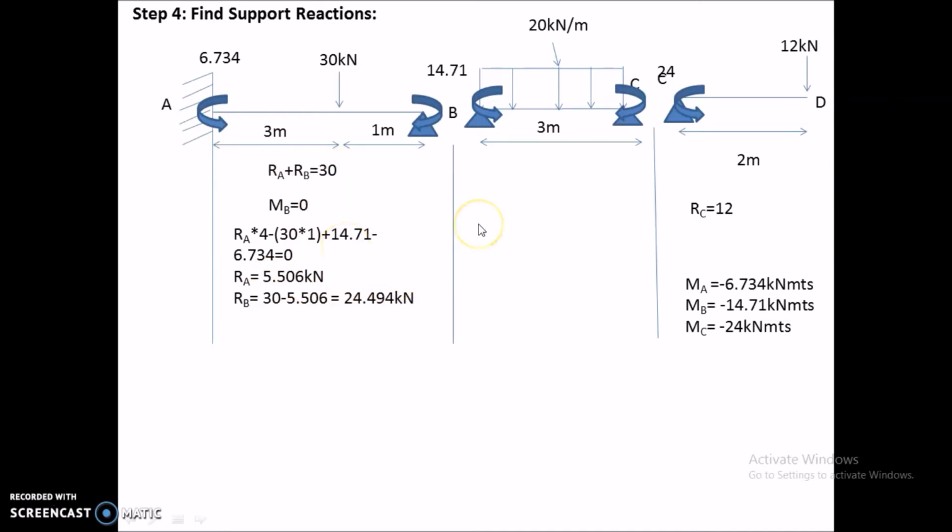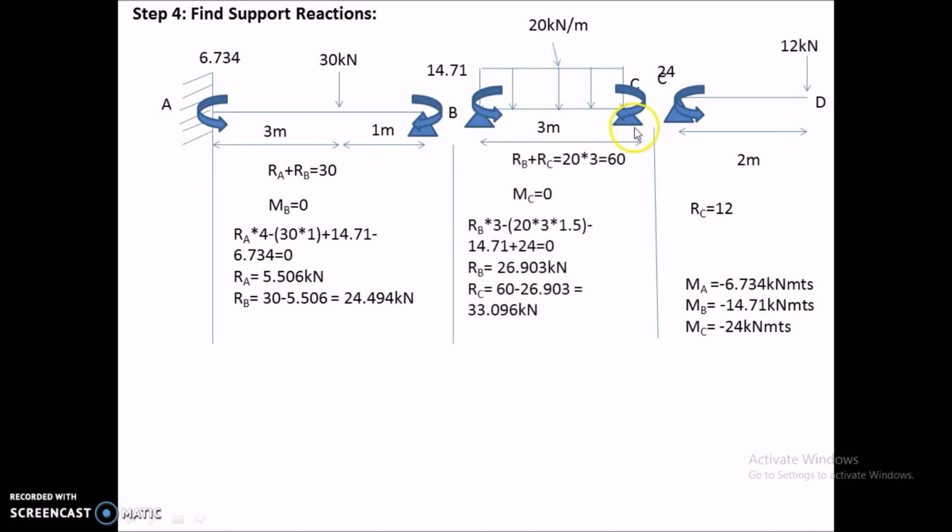Now coming to the second span, again sigma Fy is equal to 0, that is Rb plus Rc is equal to 20 into 3, that is 60. Considering moment at this point C equal to 0, Rb into 3 will be positive, since it is a left side clockwise moment, and this 20 will be left side anti-clockwise, that will be negative, minus 20 into 3, which is a point load acting at the center. The distance from here to here will be 3 by 2, that is 1.5.